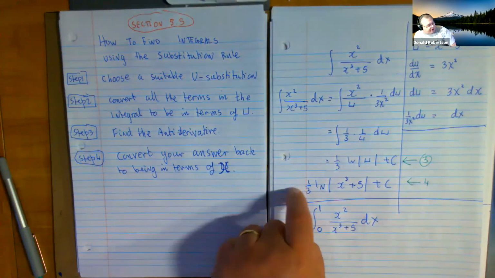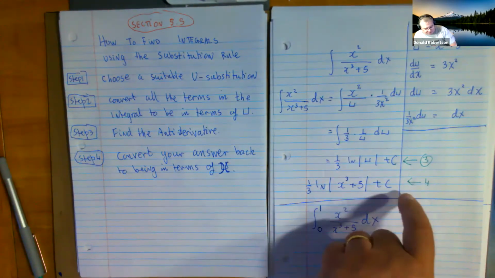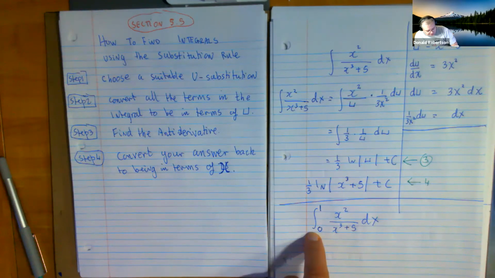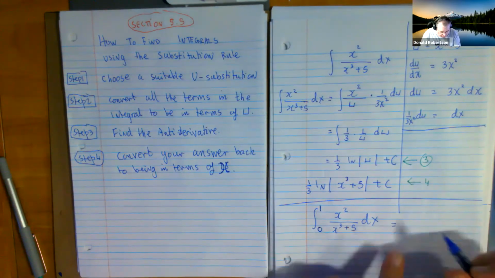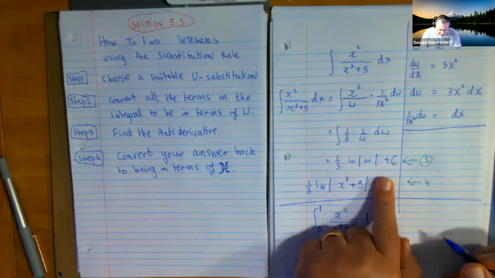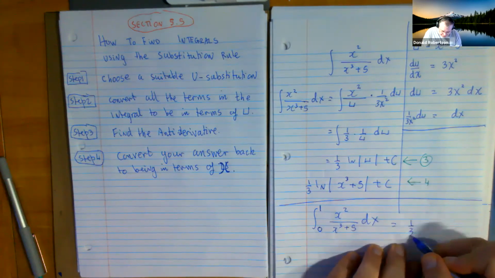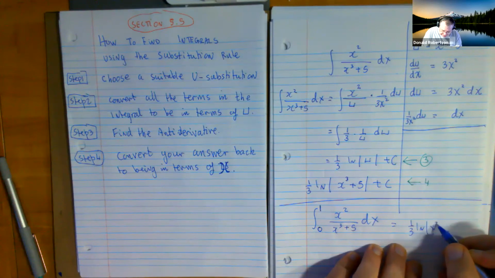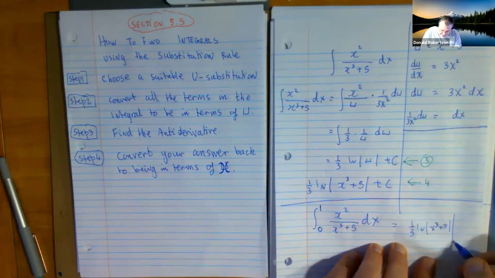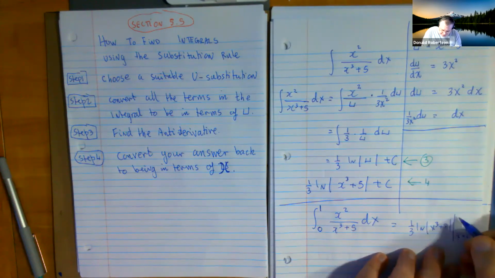This is an indefinite integral, right? Because it's got plus c. This is called a definite integral because it's got limits. Wouldn't the only difference be that you'd lose the plus c and you would do 1/3 the natural log of this guy, evaluated at x equals 0 to x equals 1?